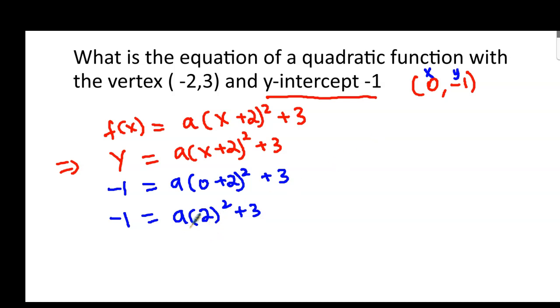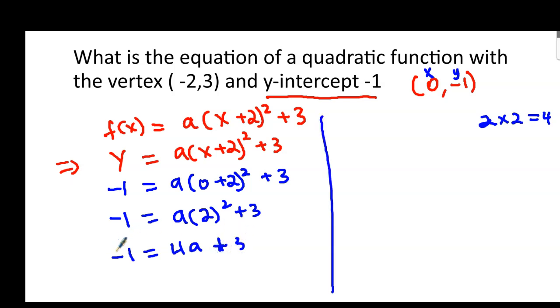2 squared, 2 times 2 is 4. So here becomes 4. So negative 1 is equal to 4, we write the 4 first and then the a, plus 3. Now we bring this one over here. So it becomes negative 1 minus 3, because 1 will make here 0. So we subtract, we do the same thing here. And that's how it's going to behave. And here becomes negative 4 is equal to 4a.